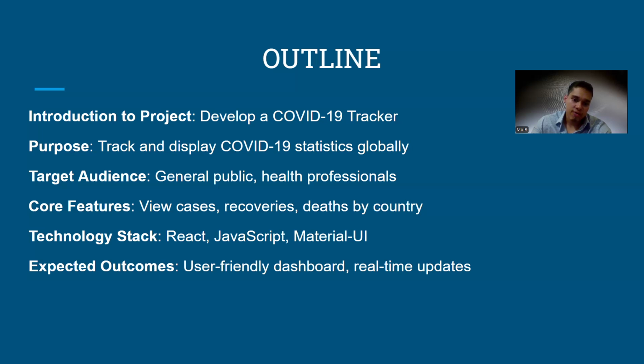The technologies we have used for this program are React, JavaScript, and Material UI. I just want to talk a little more about Material UI. Material UI is a more user-friendly module, I would say, which allows us to make our website come more to life. The expected outcome would be to have a nice website with a scrollable map and real-time updates.